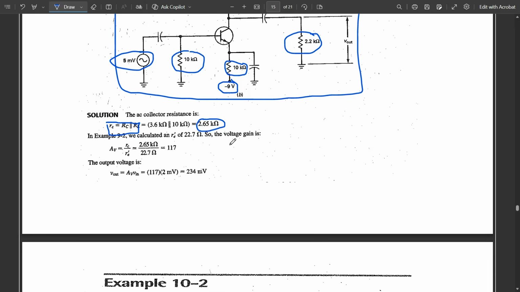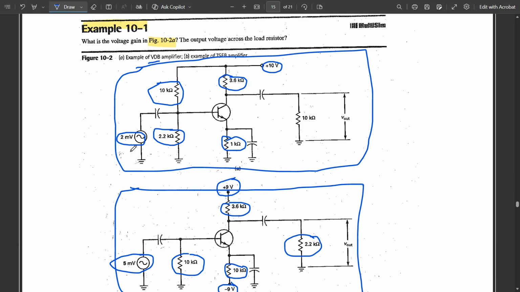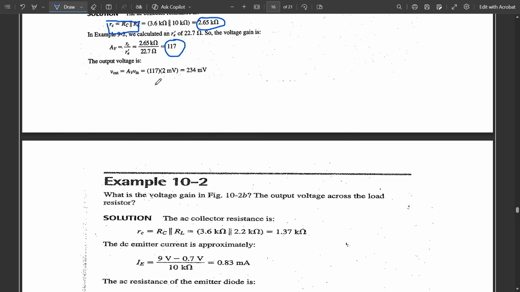So the voltage gain here is AV is equal to RC divided by RE dash. RC we have calculated just now, 2.65 kilo ohm divided by 22.7 ohm. Calculated, we would be getting the voltage gain as 117. So the output voltage V out is equal to AV into V in, because we know that AV is equal to V out by V in. So if you cross multiply, you would be getting output voltage as V out is equal to AV into V in. 117 into V in, they have already given it here, that is 2 millivolt voltage source. Multiply it and you would be getting 234 millivolt.